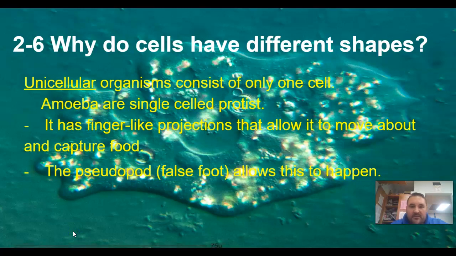Why do cells have different shapes is the title of this. When we talk about cells, you have to talk about the two types of organisms. You have a unicellular organism, such as this amoeba in the picture here, and then we have multicellular organisms like you and I and your dog. Unicellular organisms consist of a single cell. An amoeba is a single-celled protist.